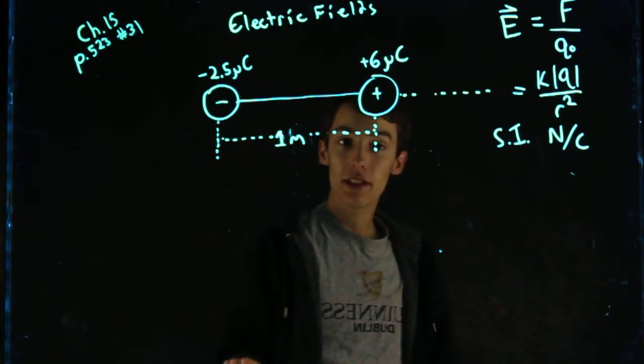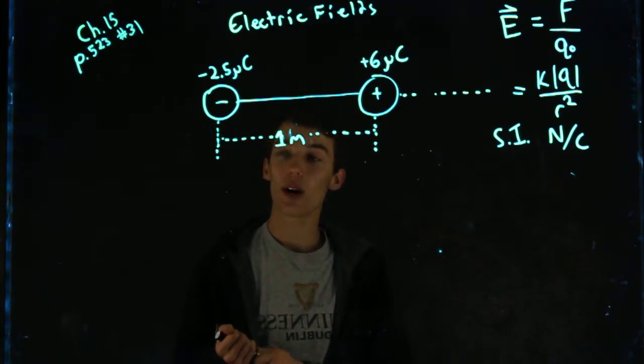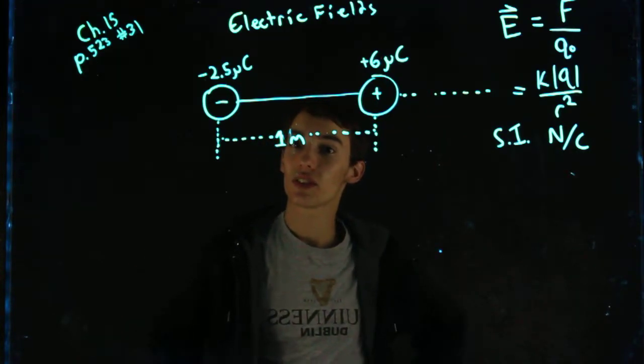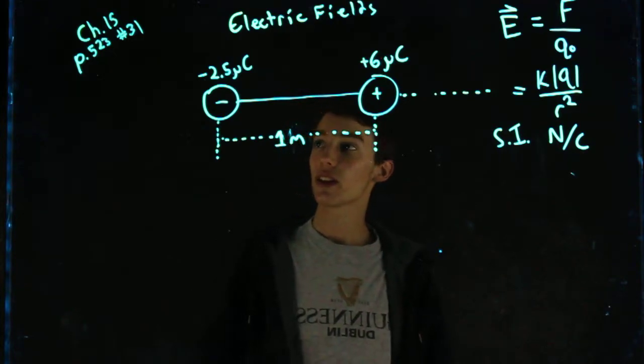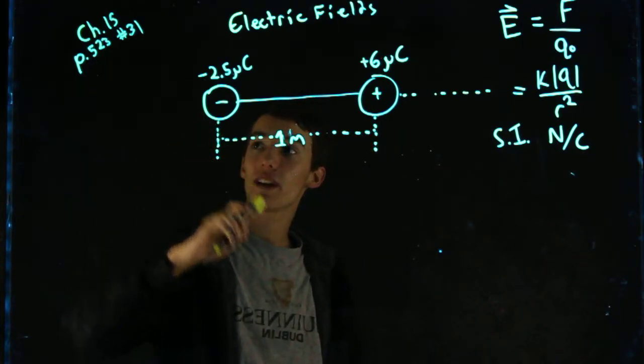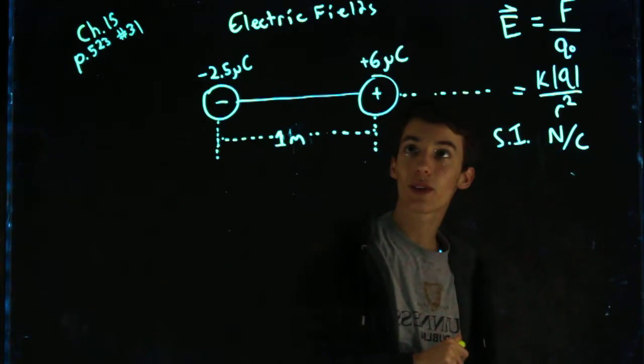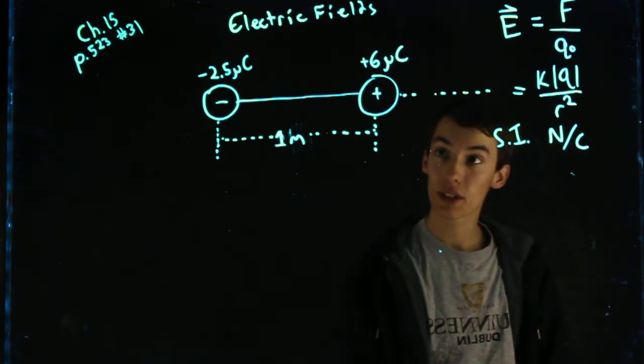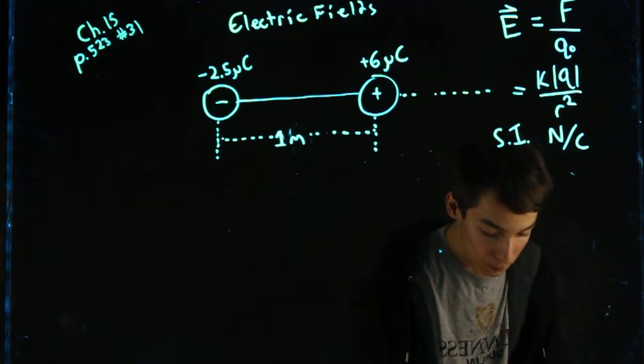Alrighty, so today we are going to tackle a problem in Chapter 15. This time it's going to be on electric fields, so this is our electrostatics chapter. For those of you following along, we're on page 523, problem number 31. Here's the figure that I already drew for it, and you'll see that in your book as well, and so I'll just read it quickly.